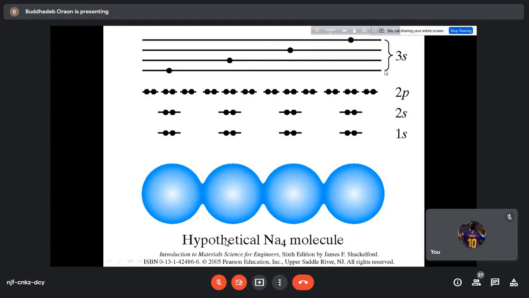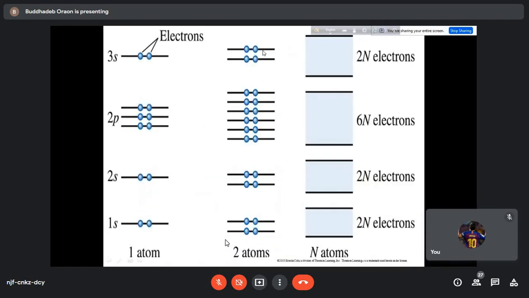If the number of sodium atoms increases, then instead of 4 lines there will be multiple lines. If the number of sodium atoms coming closer becomes very high, then these discrete lines will become pseudo continuous. It will not be discrete, rather it will be a continuous band of energy. That is what has been shown in the subsequent diagram.